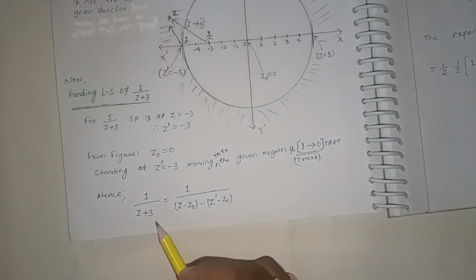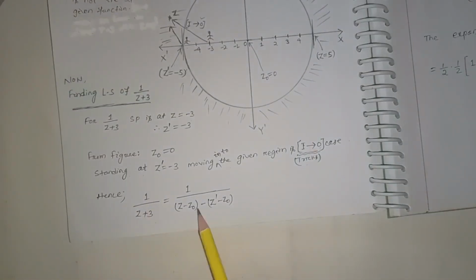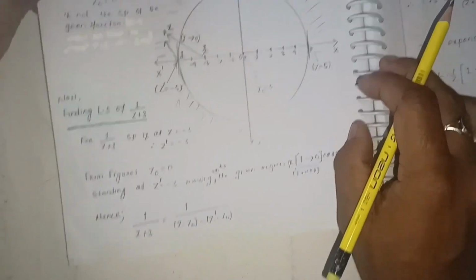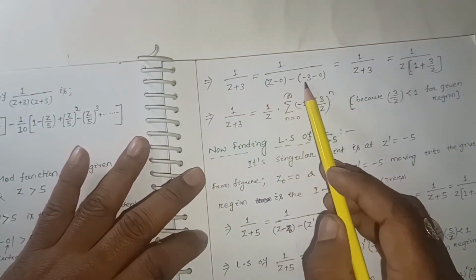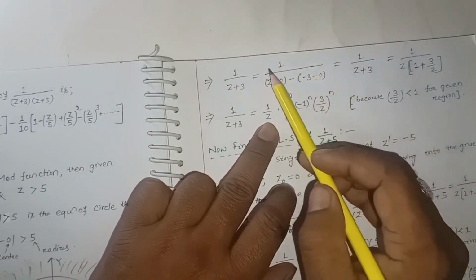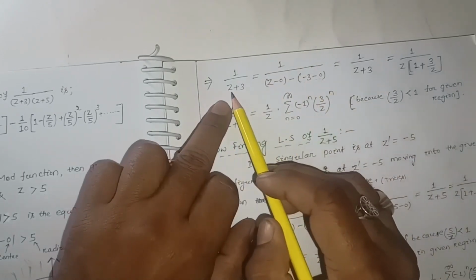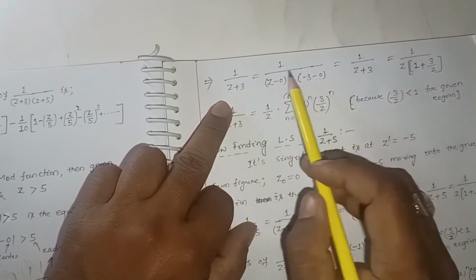So hence 1 by z plus 3, if it is into out, what do we have to write? z minus z0 minus z dash minus z0. Same thing I have written. 1 by z plus 3 will be written in this format: 1 by z minus z0 minus z dash minus z0. z0 is 0. So 1 by z plus 3 will be equal to 1 by z minus 0 minus z dash, which is minus 3, minus 0. Now I am going to check whether what I have written exactly matches the original function or not. Yes, it matches. Here you can see minus, minus, plus. So this is an exact match.